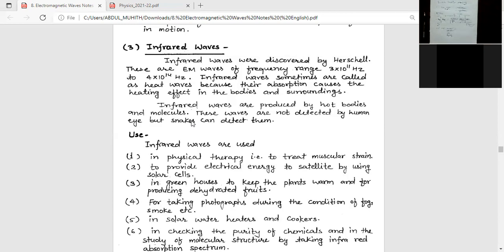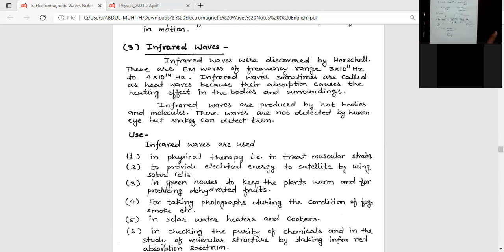Suppose you are standing very close to a hot vessel, even then you can feel the heat. How is it traveling? These waves are heat waves, also known as infrared waves. Infrared waves are produced by hot bodies and molecules. They are not detected by the human eye, but snakes can detect them. Insects can also detect these infrared waves.